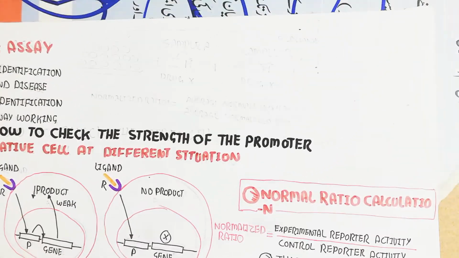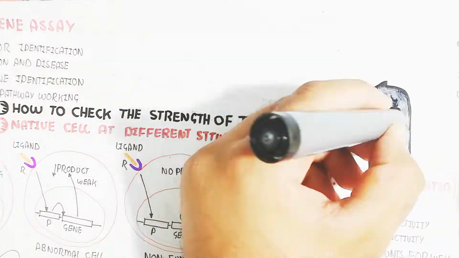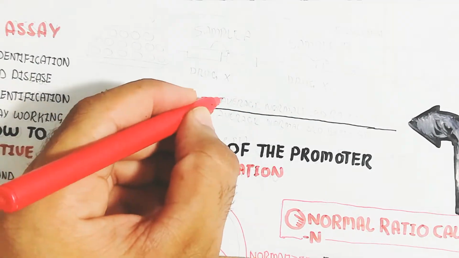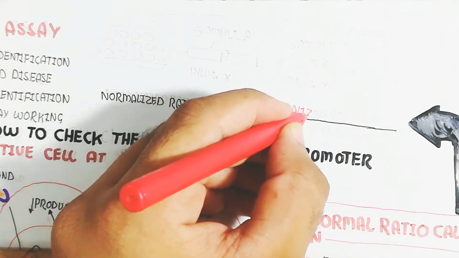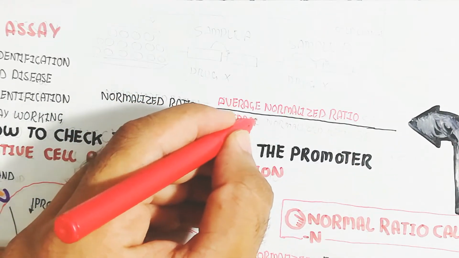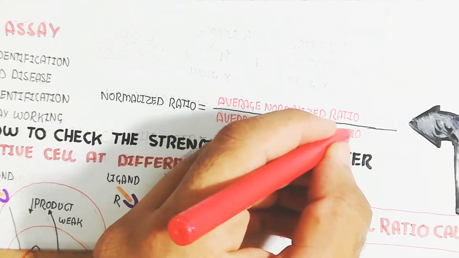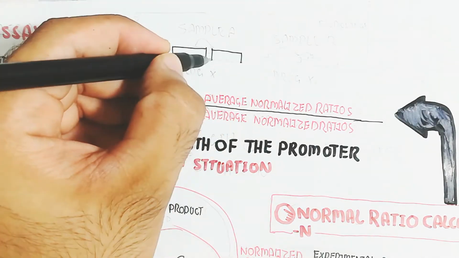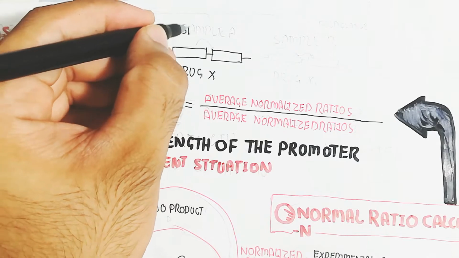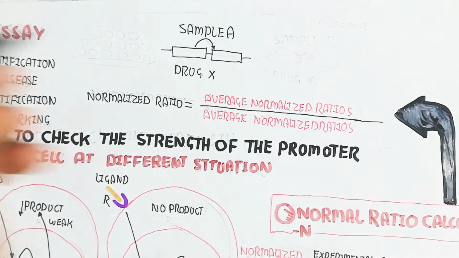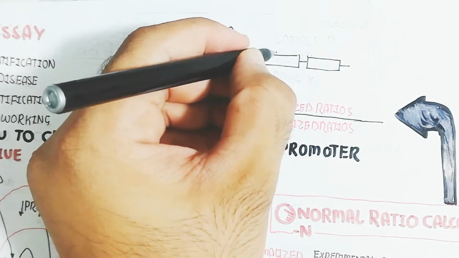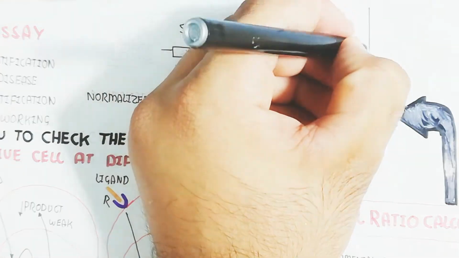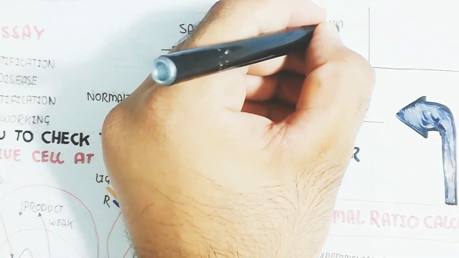So let's begin to understand here with the experiment. This is the normalized ratio calculation. We can understand where this normalized ratio is the average normalized ratio divided by the average normalized ratio for what? Let's begin to understand, and we will put the numbers. So for example, we are checking the drug activity. So the promoter requires the drug for production of protein. So for example, sample A and sample B, X and X1, which contain a drug efficiency check.